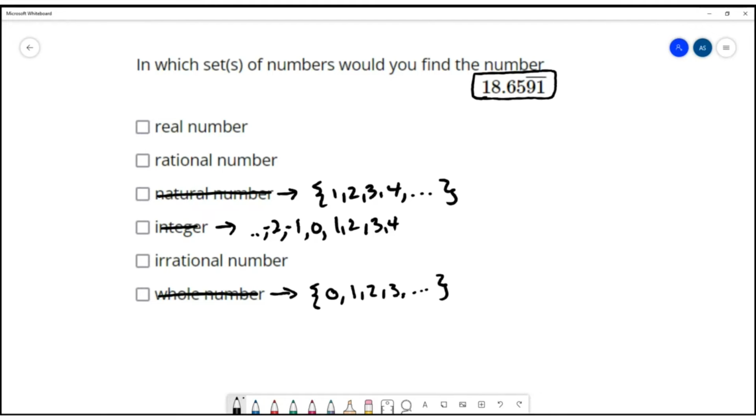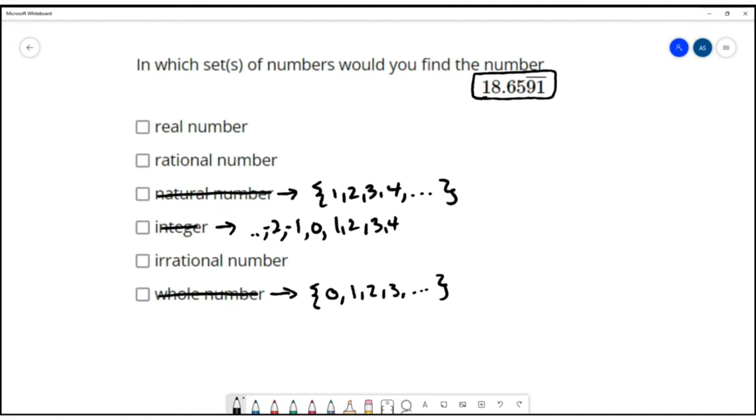So that brings us to irrational and rational. These are two sets that are opposite of each other. There's no commonality between these two sets. So if something is rational, it's not irrational. If something is irrational, it's not rational. So once we know the definition of rational, we know that everything else will be irrational. Every other real number will be irrational.